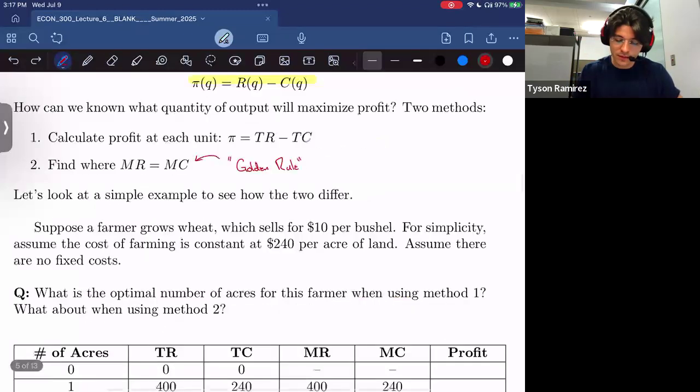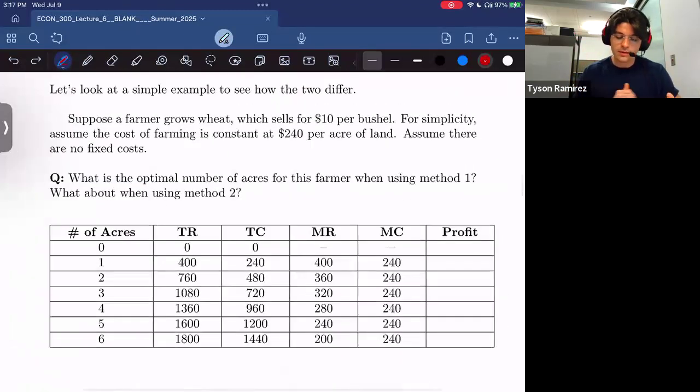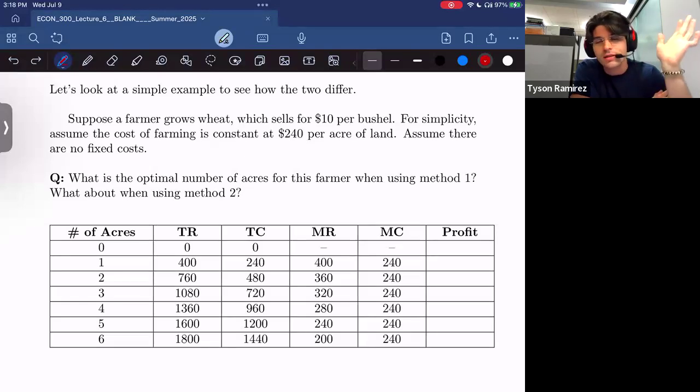Well, let's see. Consider this example. Suppose a farmer is growing wheat and this wheat sells for 10 bucks per bushel. We're going to make some simplifying assumptions. Suppose that the cost of farming is constant at $240 per acre of land. And let's also assume that there's no fixed cost. So suppose this guy owns the land. He doesn't have to pay rent to anybody, and just ignore the taxes right now. Maybe the IRS might not like this example, but it's just fine for us.